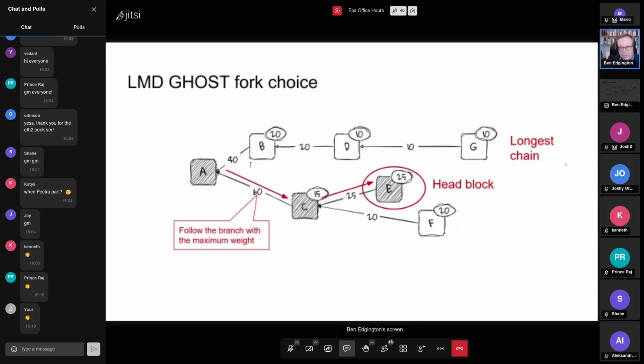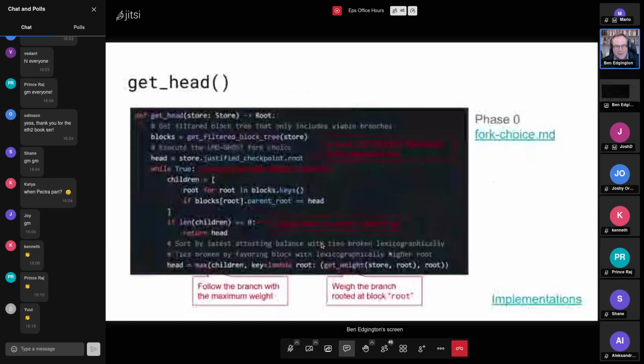It's a different head block than if we applied a longest chain rule. That would give us block G. So we're applying the GHOST rule, so we end up at block E. And that's it, really. That's basically how LMD GHOST works. Very simple. Here's some code which instantiates that.